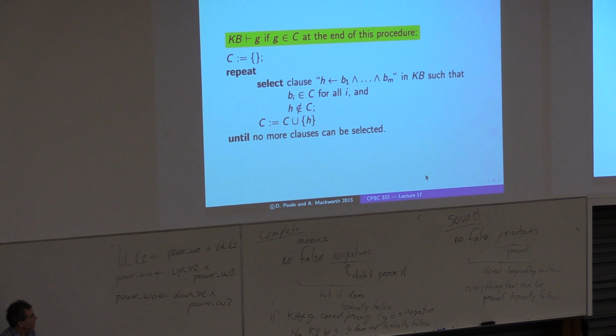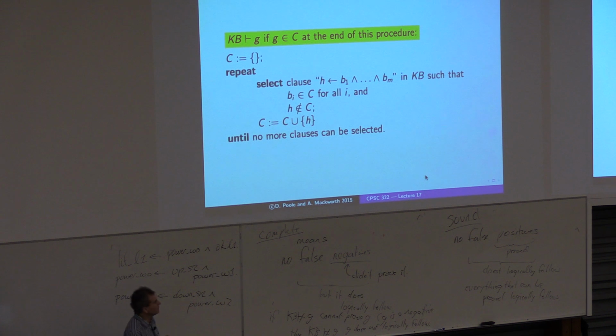Here's another way of putting the same thing. We're going to derive G if G is an element of C at the end of this procedure. We start off with C as the empty list, then repeatedly select a clause from the knowledge base such that all of the elements of the body are in C, and H, the head, is not an element of C. Then we add H to C. We keep going until we can't add any more clauses. So we're just forward chaining on these rules, and we keep adding these things.